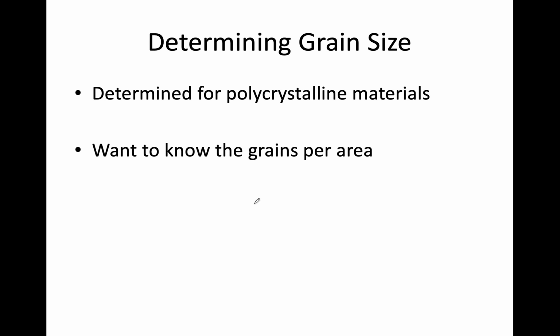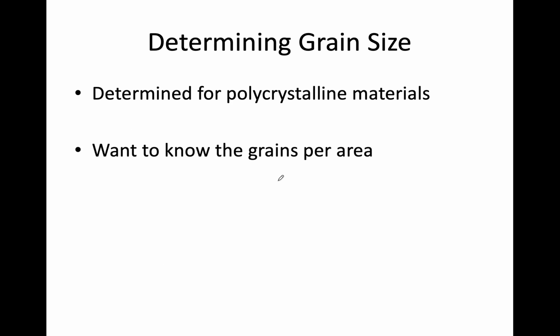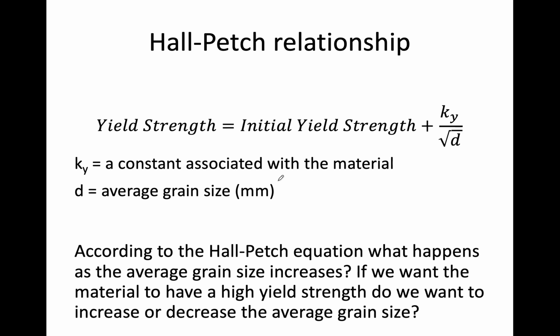Okay, so let's look at determining grain size. A lot of times we want to know, well, how many grains do we have in a material? So we want to know the number of grains over a certain area. The reason we'd want to know that is because the yield strength of a material is equal to the initial yield strength plus this ky, this constant, over the square root of the average grain size.